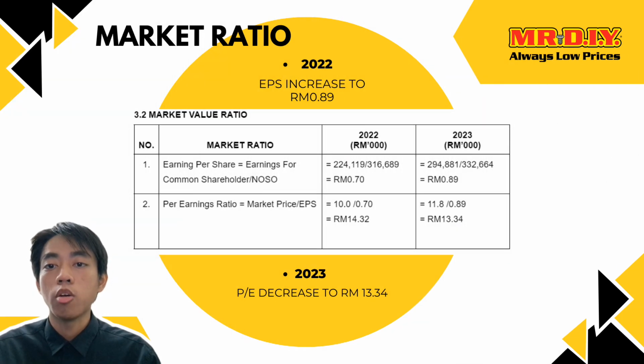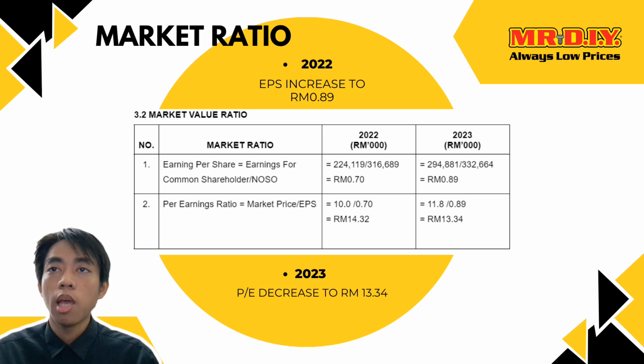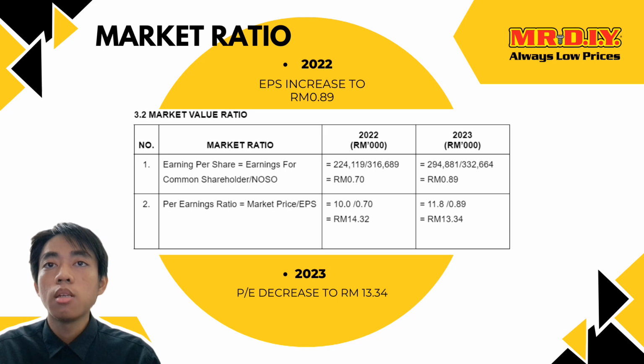For the market value ratio, they have two formulas, which are earnings per share and price earnings ratio. For earnings per share, the Mr. DIY company in 2022 has a market price of Ringgit Malaysia 14.32, and in 2023 it decreased to Ringgit Malaysia 13.34. This decreased number shows a decline in market value, which can be attributed to several factors. While this decrease is concerning, however, the earnings per share show an increase from 2022 to 2023, from 70 cents to 89 cents.